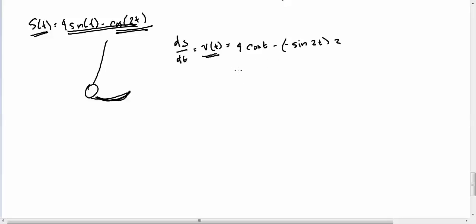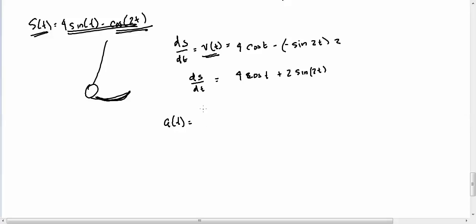So let me let the dust settle. Let me just write things out. Cosine of t plus 2 sine of 2t. Now that's my velocity as a function of time, or my first derivative. So let me take the second derivative if I want to get the acceleration as a function of time.